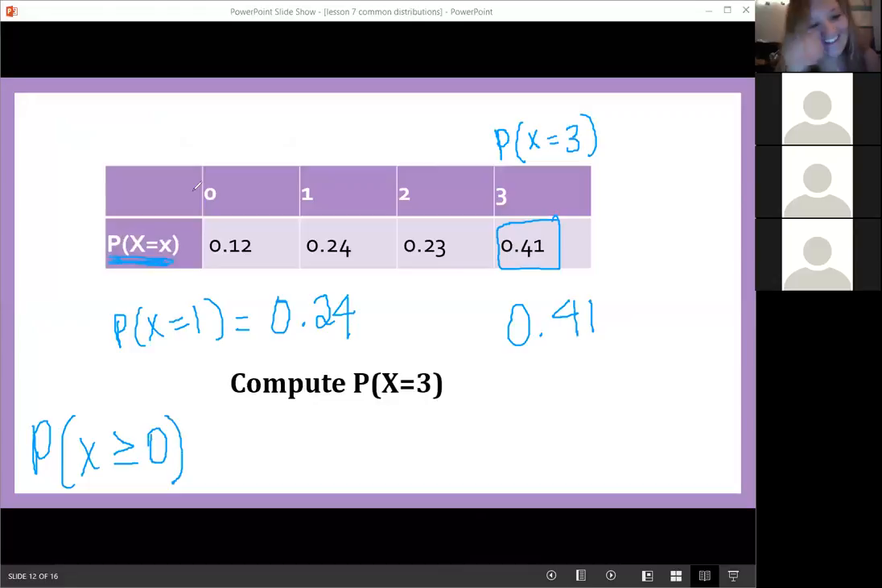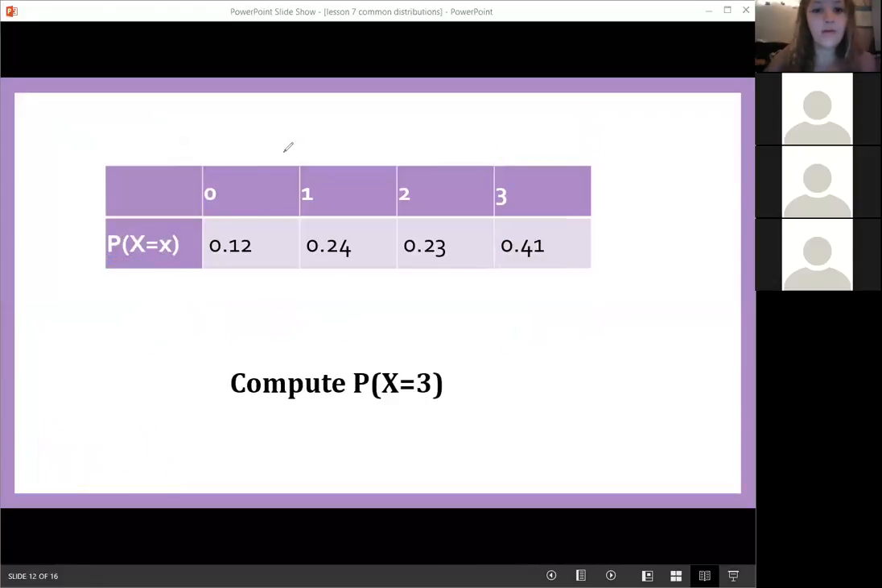Okay, so let's look at this. Remember, we're still talking about probabilities. So let me erase this because it's too much going on. When you add up all the probabilities of something, what do they have to equal? Yes, absolutely. When you add up all the probabilities, they have to equal 1. So in this case, we ask the probability that x is greater than or equal to 0.